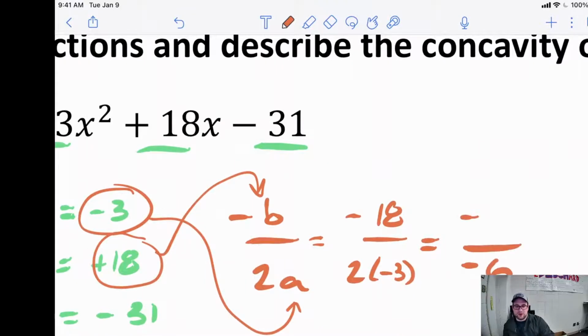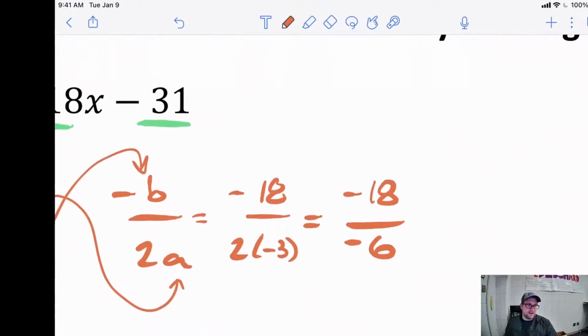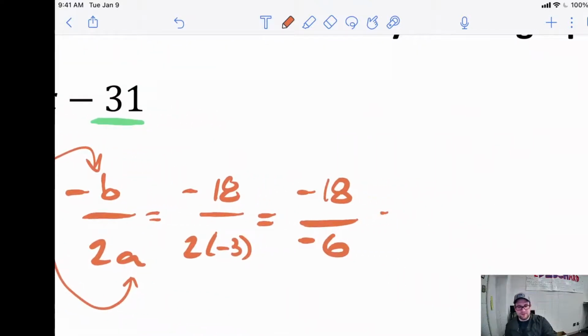Our calculator will help us if we need it. And then last but not least, negative 18 divided by a negative 6 equals a positive 3. Now that positive 3 is the x-coordinate of our vertex.